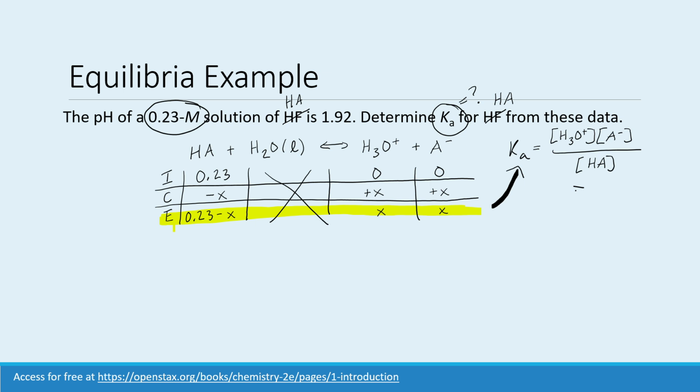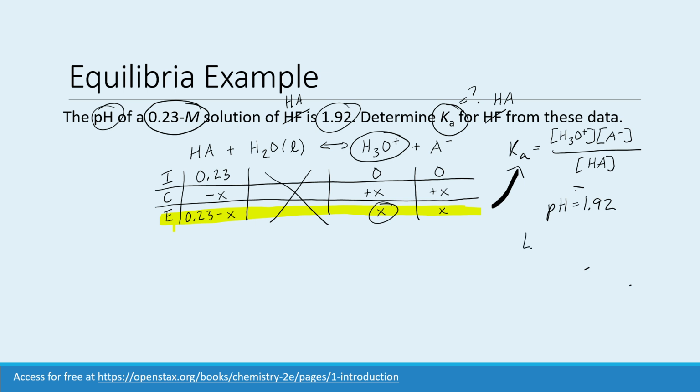Before we plug this into our Ka expression, we need to know what all of those values are in order to determine Ka. So we need to know the value of X. The best way to determine that is that they give us the pH, which is equal to 1.92. And what does the pH tell us? The pH tells us the concentration of the hydronium ion at equilibrium, so we can determine the value of X from that pH value.